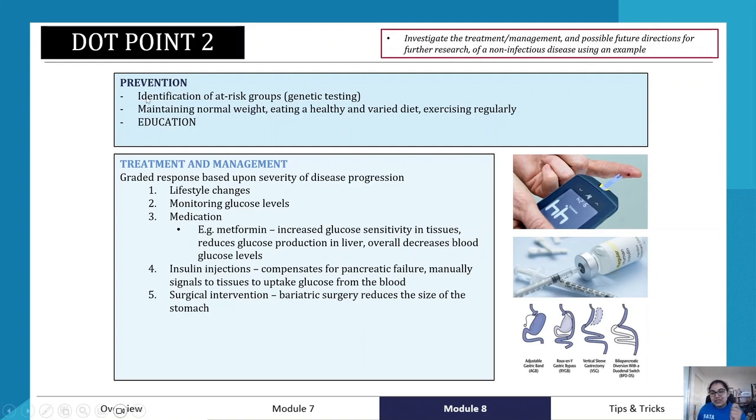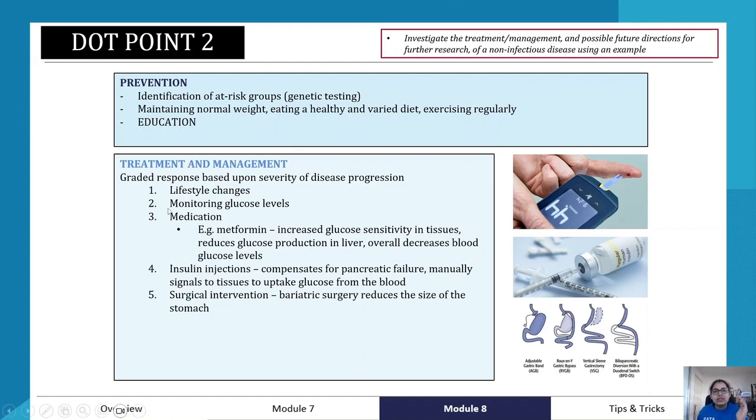Okay, so prevention. Now we want to investigate the treatment and management and possible future directions for further research. Prevention refers to the identification of at-risk groups. Things like genetic testing are one way to go about it, and maintaining normal weight, eating healthy, having a varied diet, and exercising regularly are also things that can be done as prevention for type 2 diabetes, and of course education, in terms of what is actually happening in the body when you're constantly eating high-carb meals that are high in glucose.